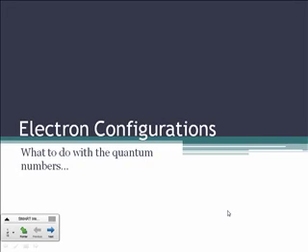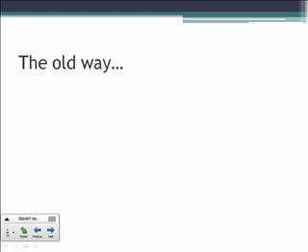Hello, today we're going to take a look at what we actually do with those quantum numbers now that we know what the four of those values are from a previous recording. And that just happens to be writing electron configuration. So let's talk a little bit about how we go about doing this.